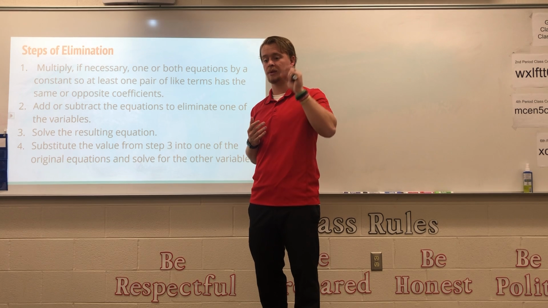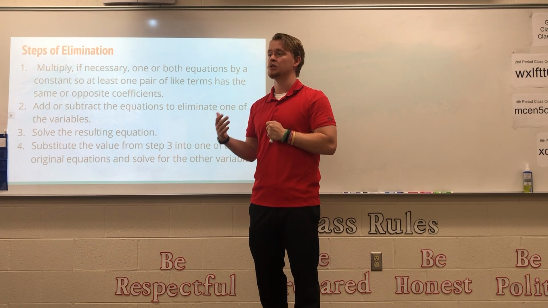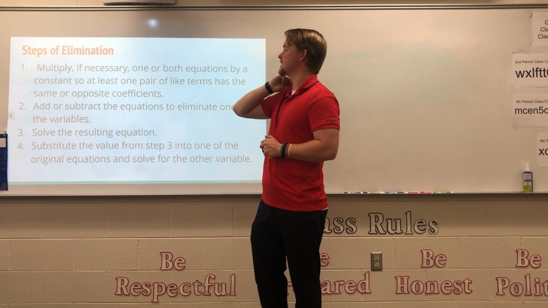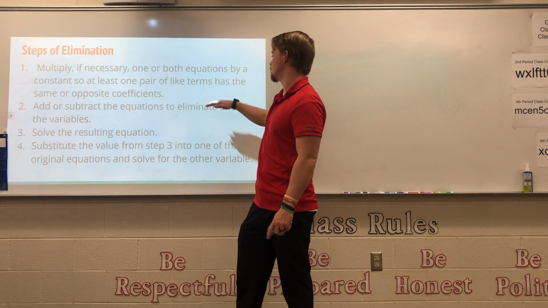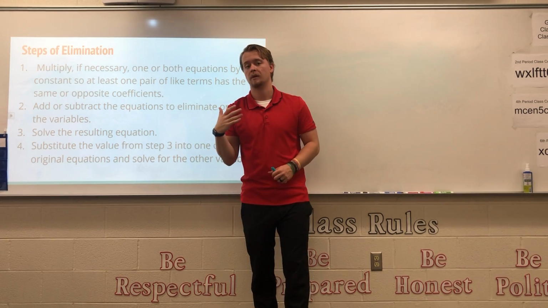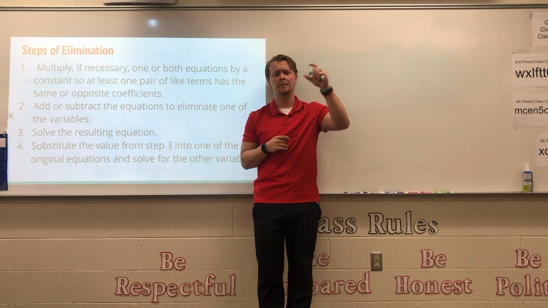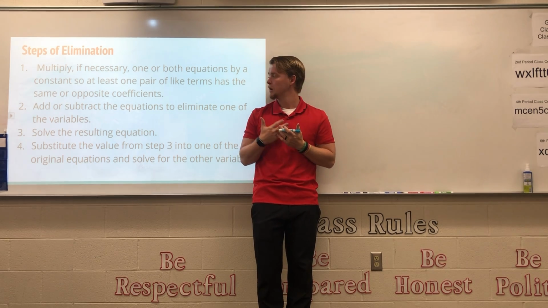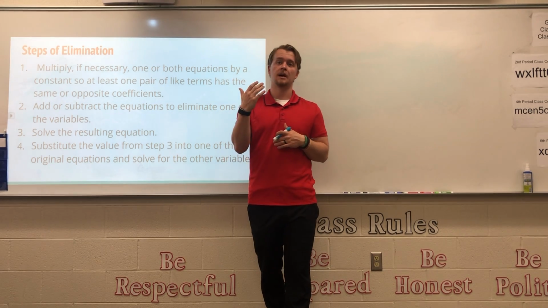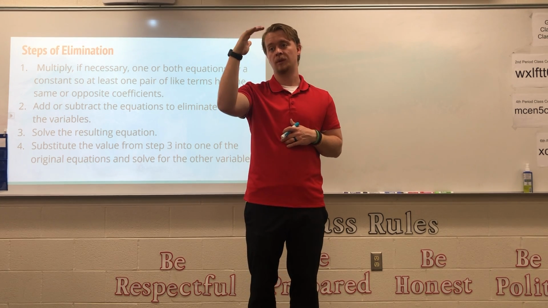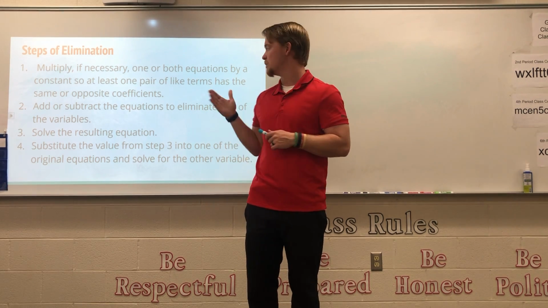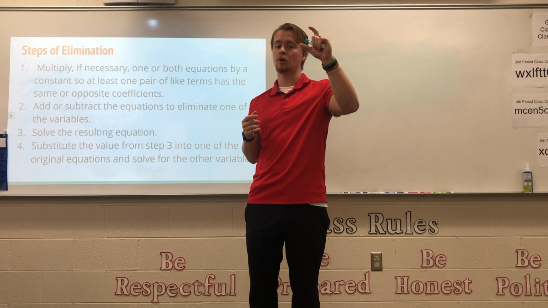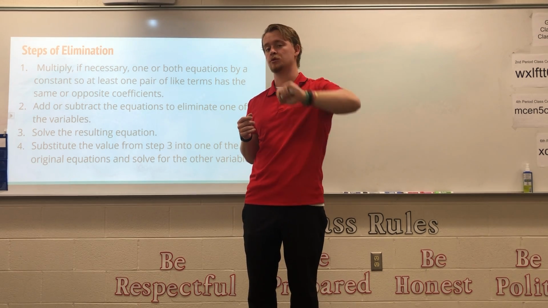For example, you would either want 3 and 3 or 3 and negative 3. You want those types of numbers because that's what allows you to eliminate. Because then, step 2, you add or subtract the equations to eliminate one of the variables. If you have opposite coefficients, meaning 3 and negative 3, you add the entire equations in order to eliminate those. Just the opposite, if you have the same coefficients, 3 and positive 3, you subtract both equations in order to eliminate those. So anytime you have opposite coefficients, you add them. Same coefficients, you subtract them.